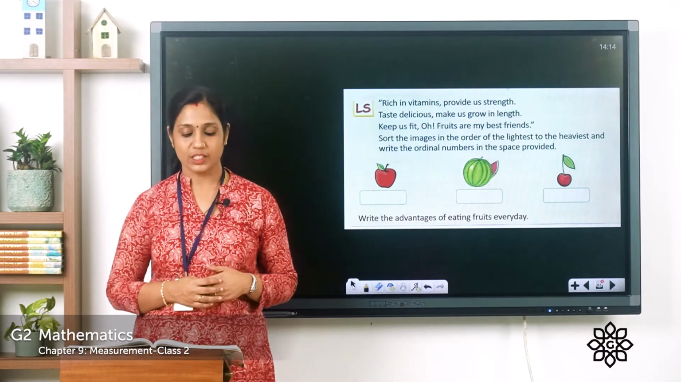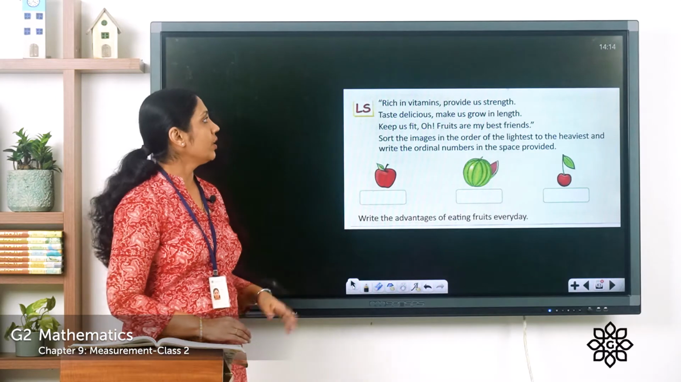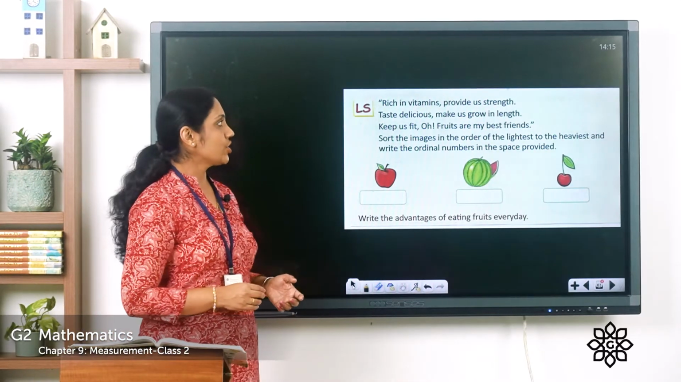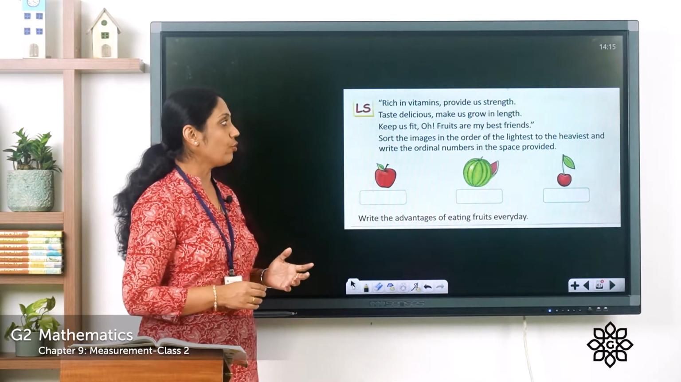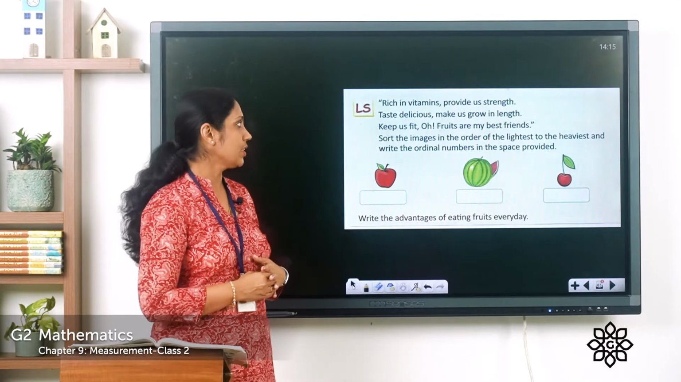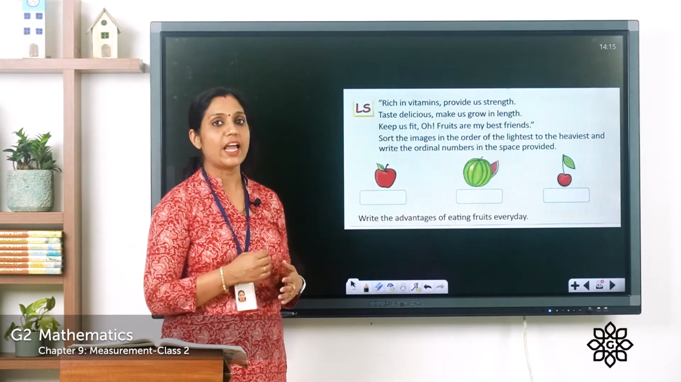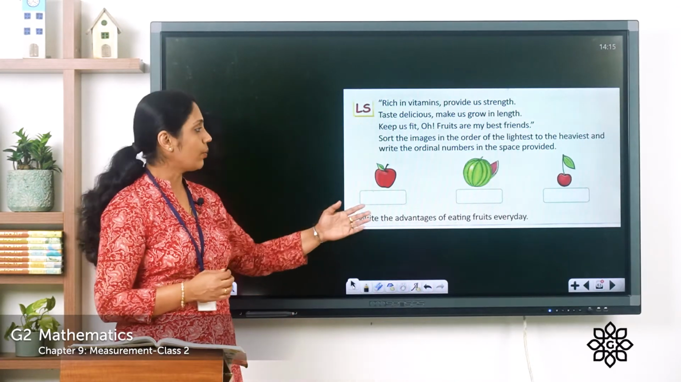Next, in your text, we have page number 131. Rich in vitamins provide us strength. Taste delicious, make us grow in length. Keep us fit. Oh, fruits are my best friends. Sort the images in the order of the lightest to the heaviest and write the ordinal numbers in the space provided. So it's all about fruits.